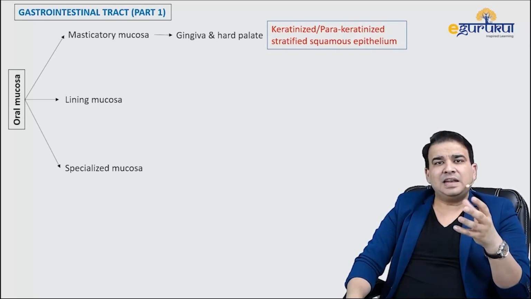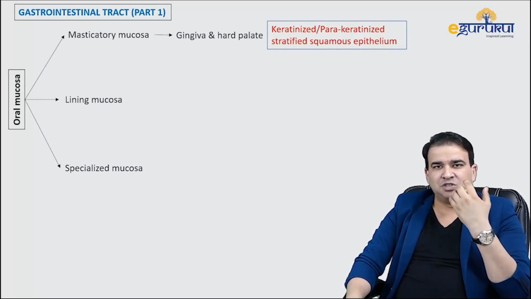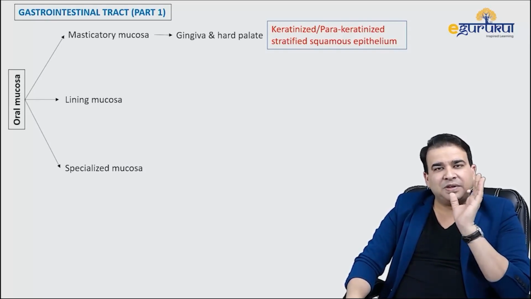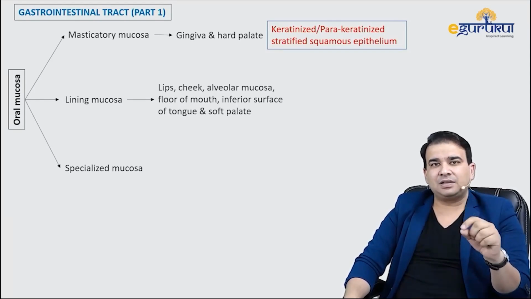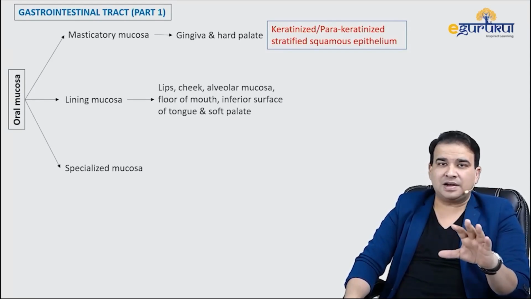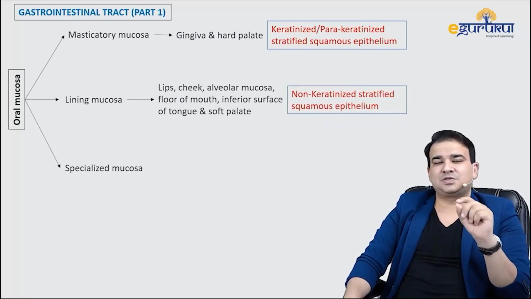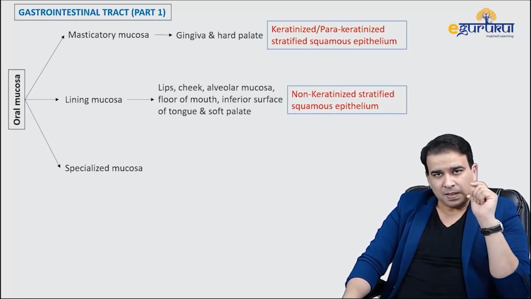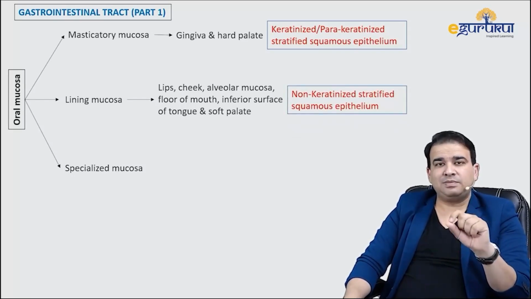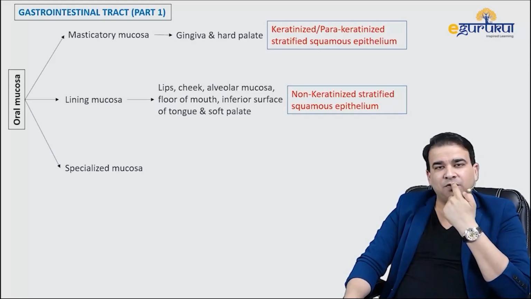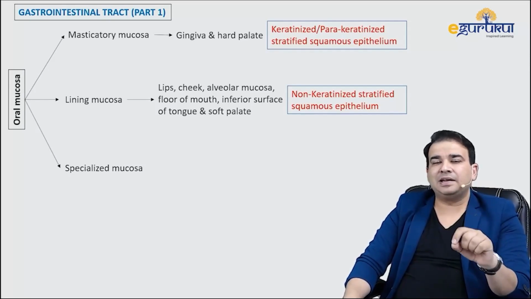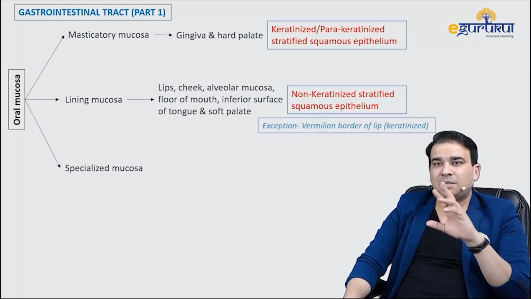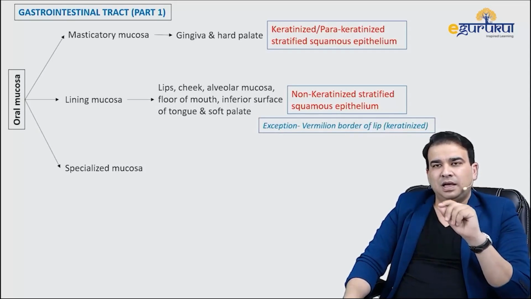But when you talk about the lining mucosa, lips, cheek, soft palate, inferior surface of tongue, all these lining mucosa inside the oral cavity have stratified squamous but non-keratinized. It's a non-keratinized stratified squamous epithelium. Except one exception in the lining mucosa, and that is the vermilion border of the lip. If you look at this vermilion border of the lip, this again has stratified squamous only, but that is keratinized stratified squamous epithelium. So remember that exception in the lining mucosa.